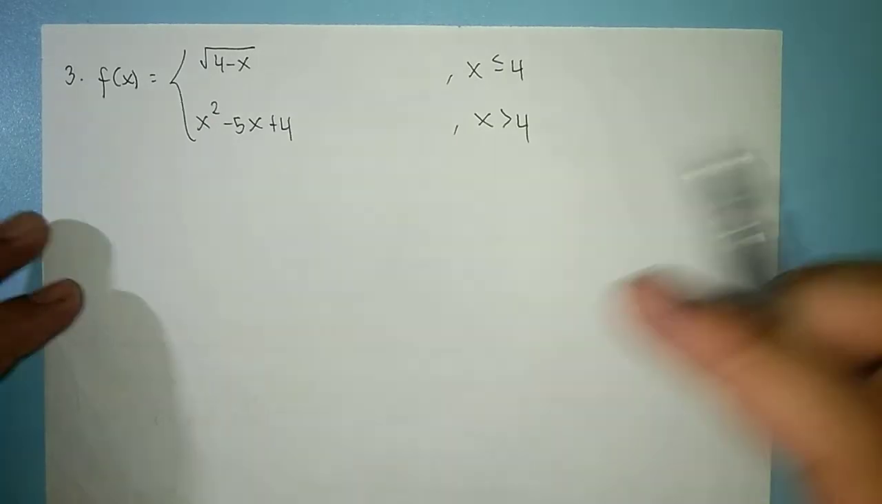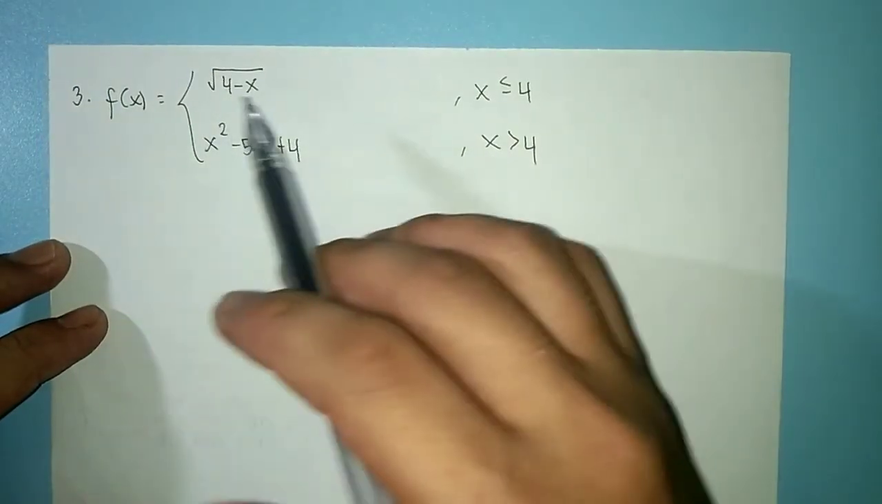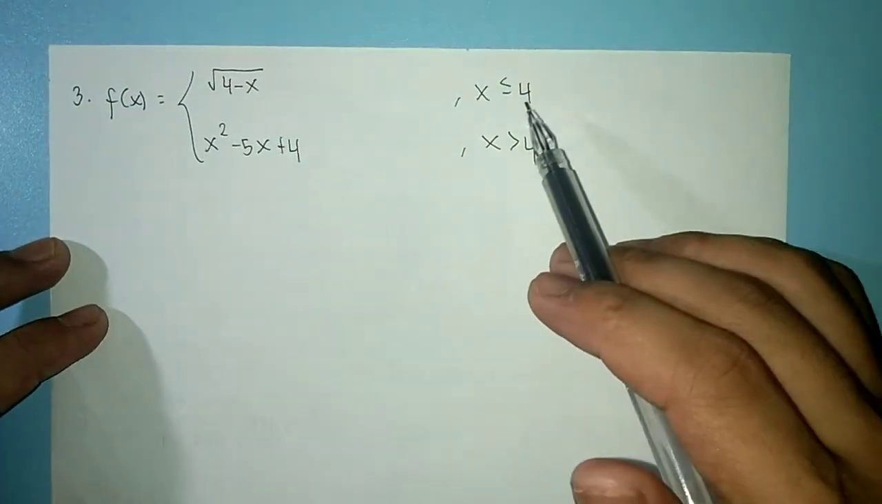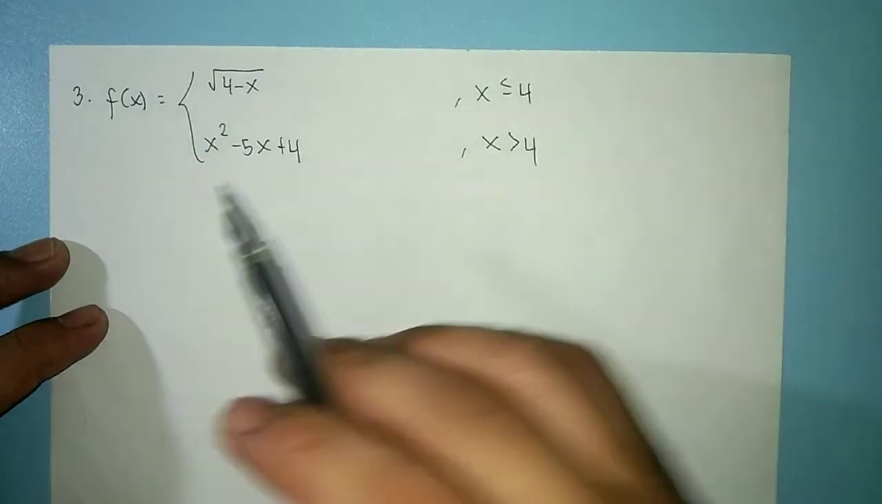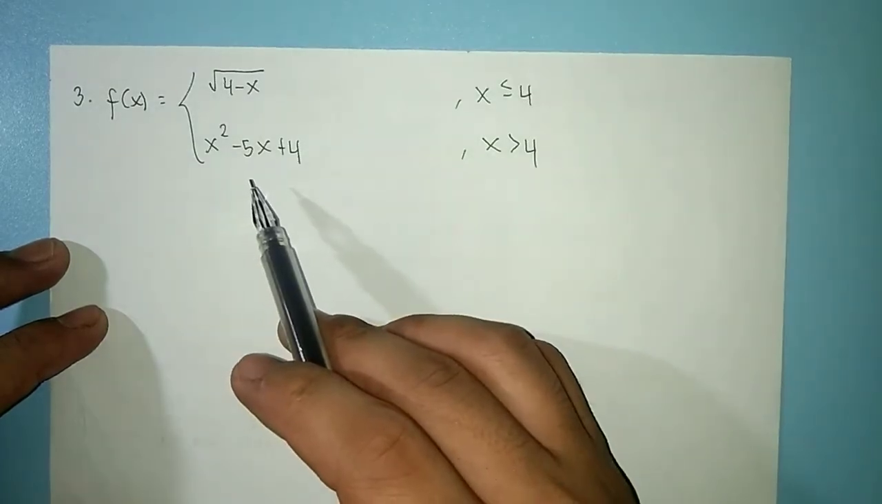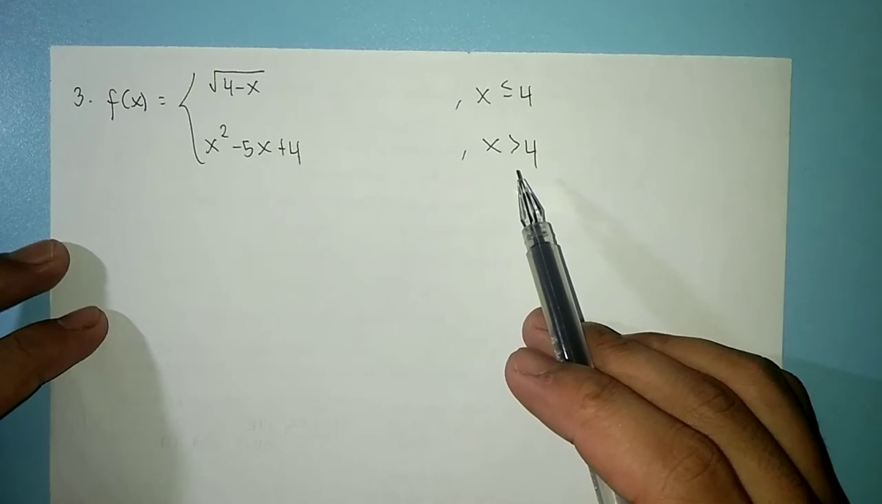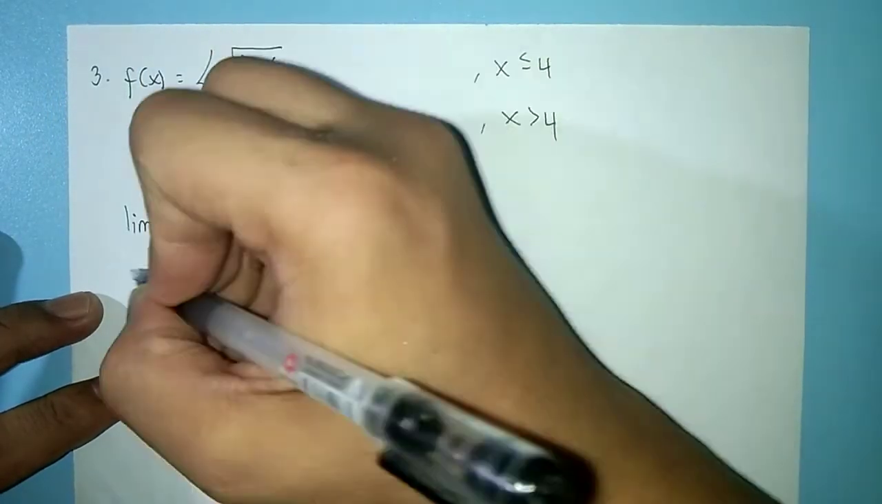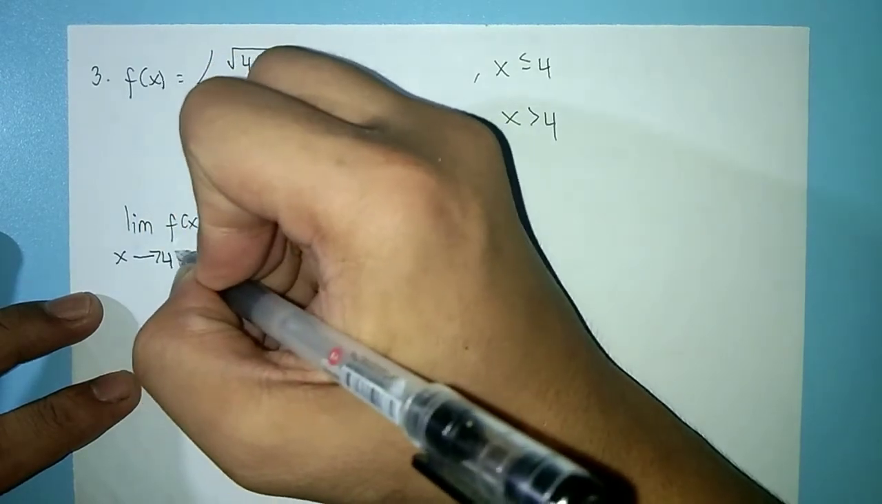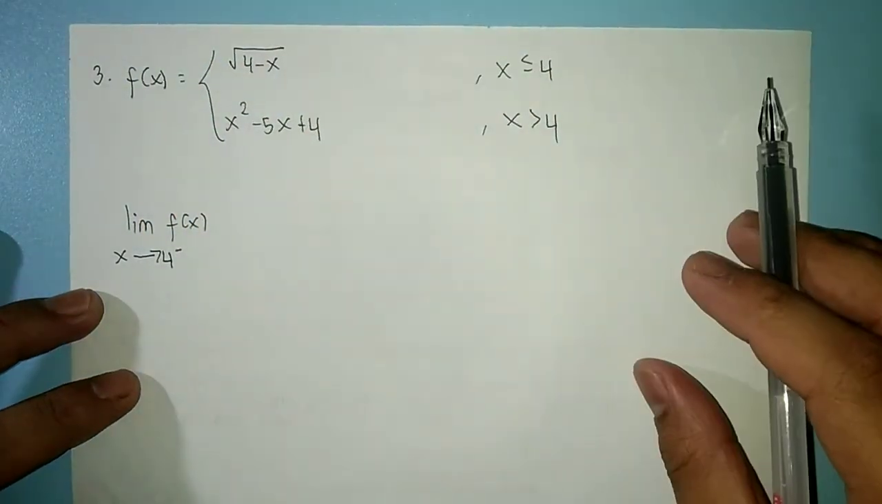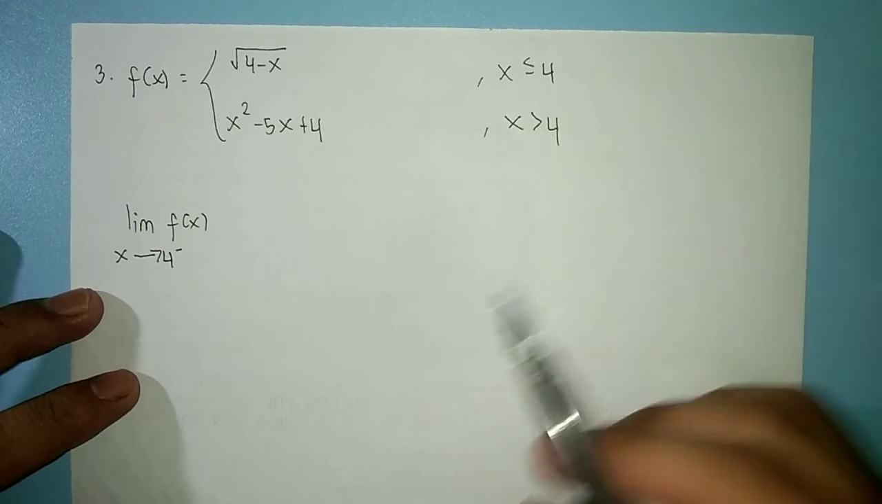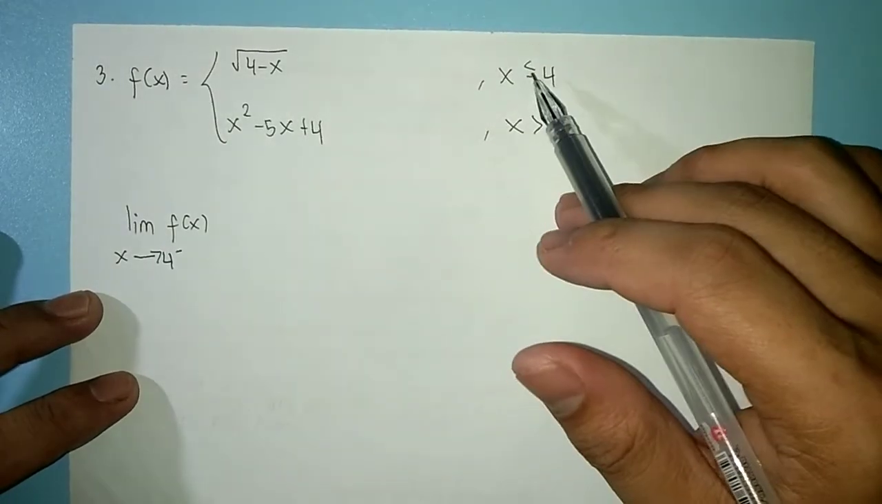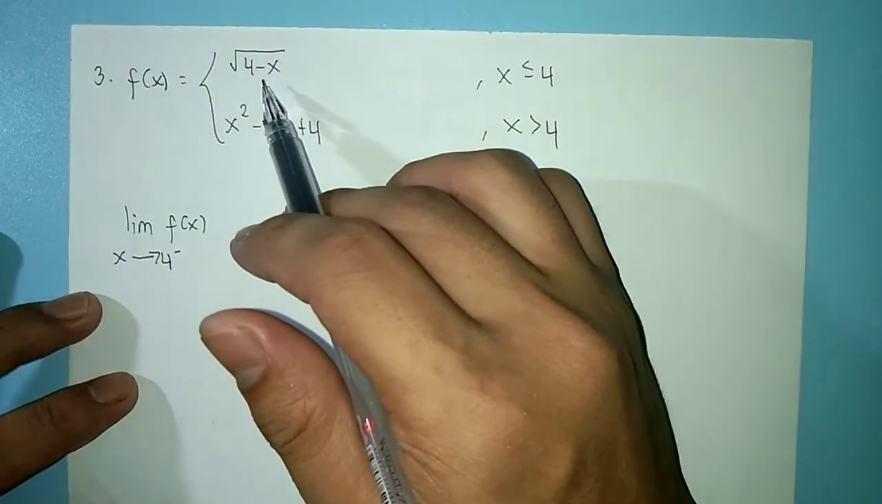Okay, so for number 3, let's have f of x is equal to square root of 4 minus x if x is less than or equal to 4, and x squared minus 5x plus 4 if x is greater than 4. Then hanapin natin yung limit ng f of x as x approaches 4 from the left. So dito, yung mga values ulit na less than 4. Okay, so ito yon. Then ang gagamitin natin ay square root of 4 minus x.